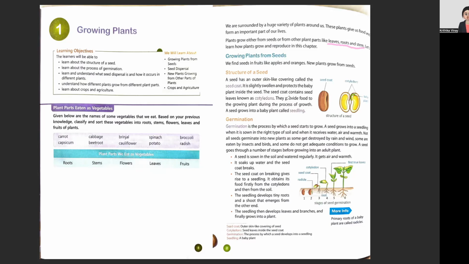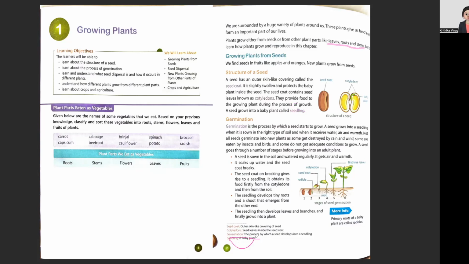The seed coat contains seed leaves known as cotyledons. They provide food to the growing plant. During the process of growth, a seed grows into a baby plant called a seedling. Now, what are cotyledons? Seed leaves inside the seed coat. Okay? Now, let's move on.